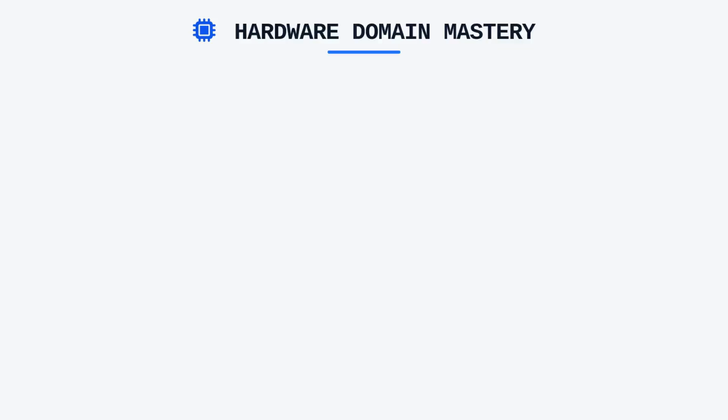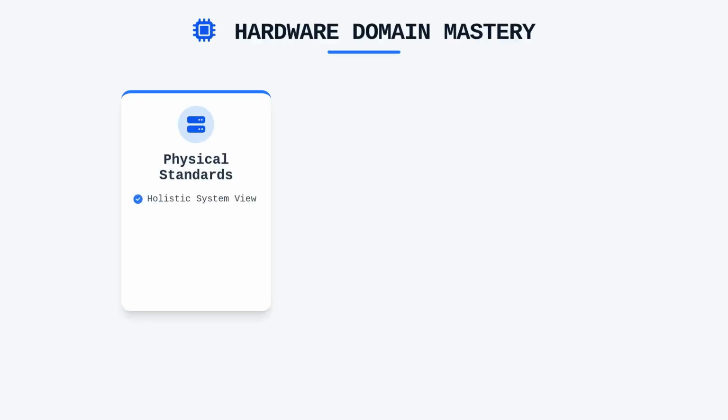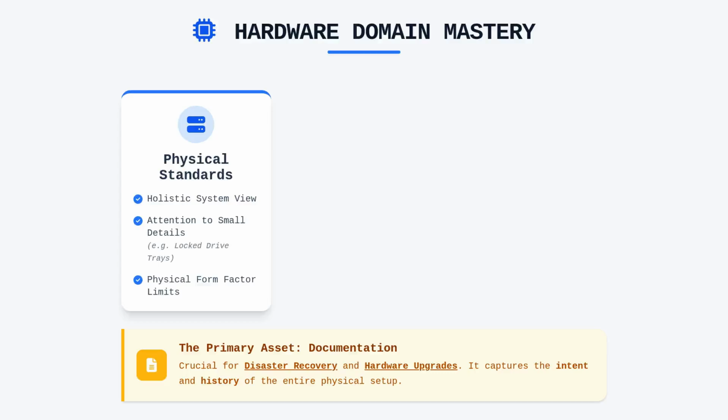Successfully navigating the hardware domain requires a disciplined focus on both the physical standards and the management software that controls them. You should always treat the server environment as a holistic system where the failure of one small component, such as an incorrectly locked hard drive tray, can have ripple effects throughout the entire infrastructure. Remember that documentation is your primary asset during a disaster or a simple hardware upgrade, as it captures the intent and history of the physical setup.